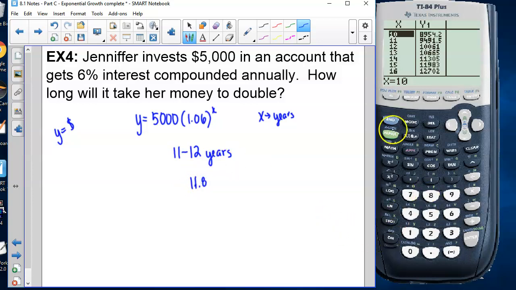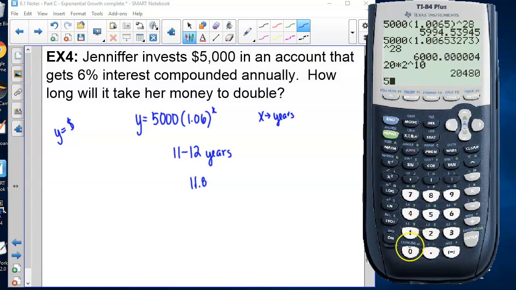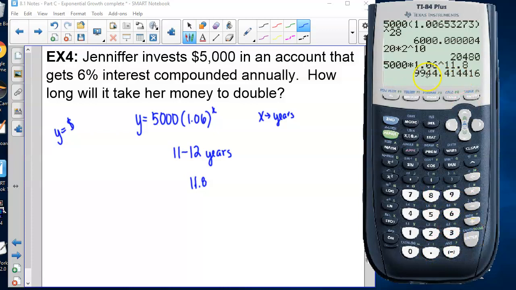You can always check. You could go 5,000 times 1.06 to the 11.8. And that gives you just about 10,000. Actually it would be a little more. Let's see if we did 0.9. If you needed a more specific answer, you could do this. 0.9 is really close, right? Probably like 11.89 or something like that. You could keep going with that as far as you wanted to actually find the real answer, but we'll take this close enough.